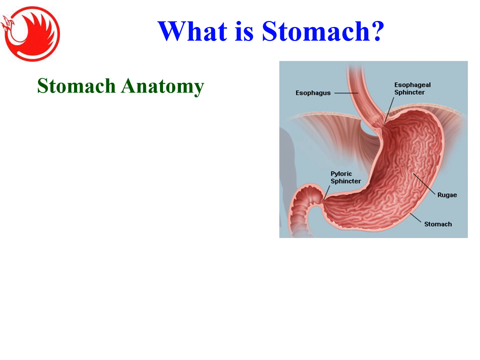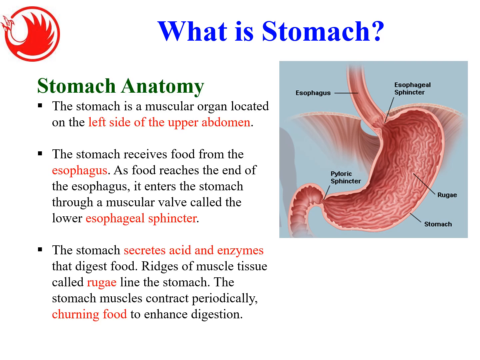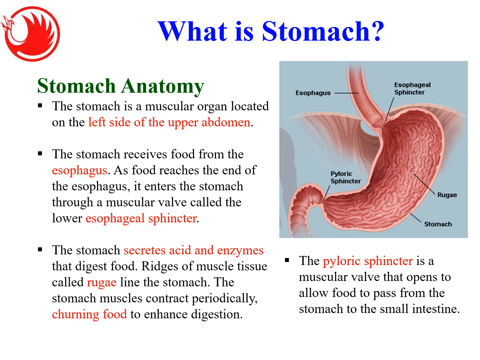Next, we look at what the stomach is and where it is located. The stomach is a muscular organ located on the left side of the upper abdomen. It receives food from the esophagus, which is the muscular tube that carries food and liquids from your mouth to the stomach. When you swallow food, it travels through your mouth and into the long tube called the esophagus before entering your stomach.